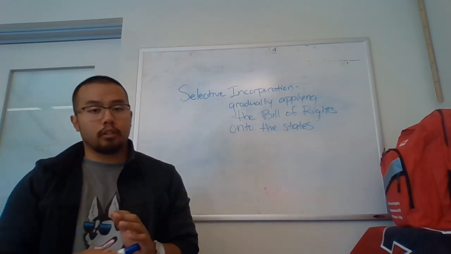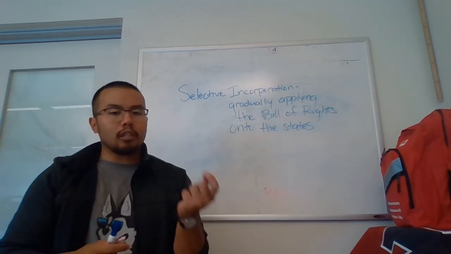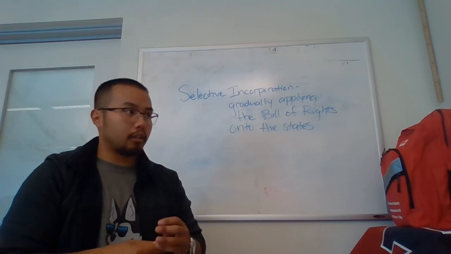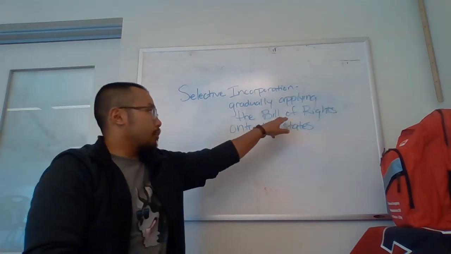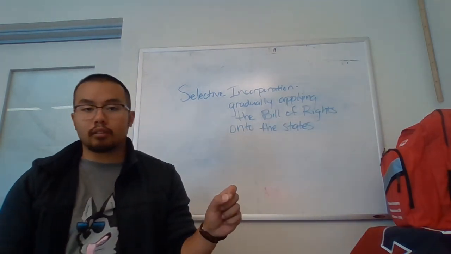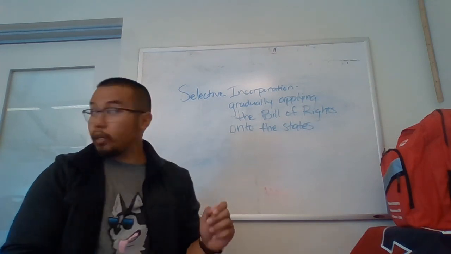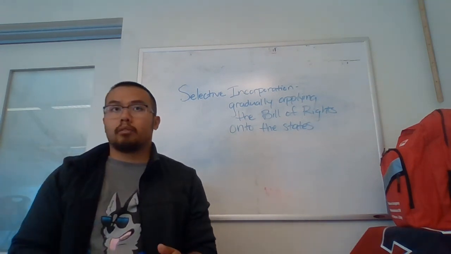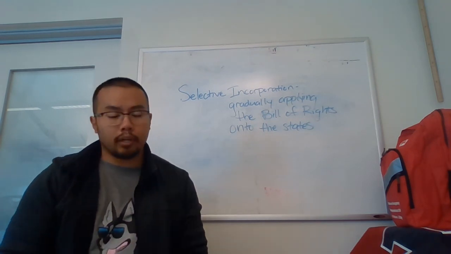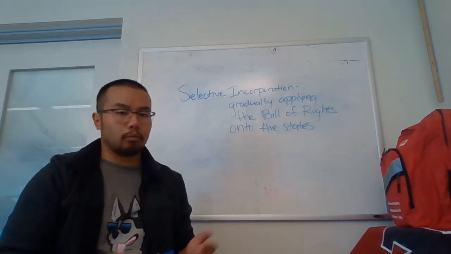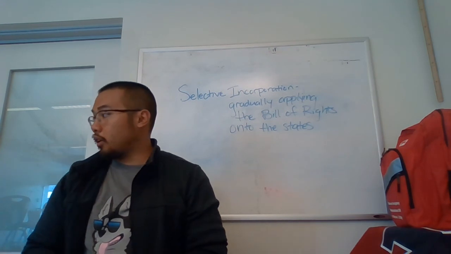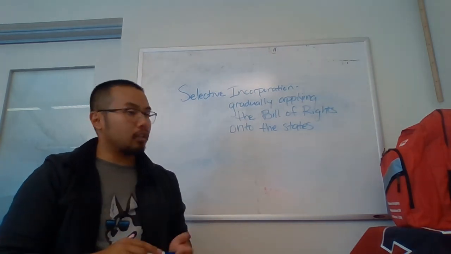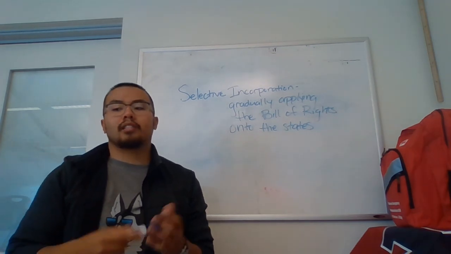selective incorporation means gradually applying the Bill of Rights onto the states. Just for reference, the Bill of Rights is another way of saying the first 10 amendments. The First Amendment, your freedom of speech. The Second Amendment, your right to bear arms. The Fourth Amendment, due process. The Fifth Amendment, just compensation. Et cetera, et cetera.